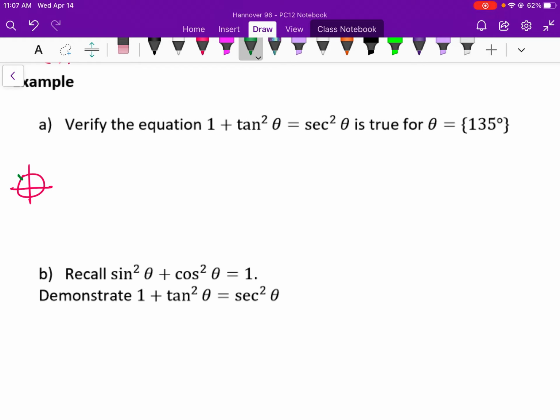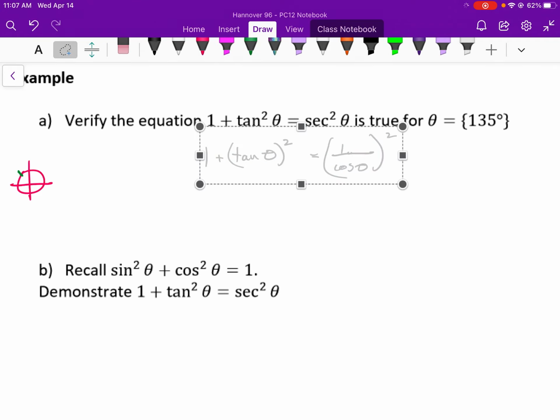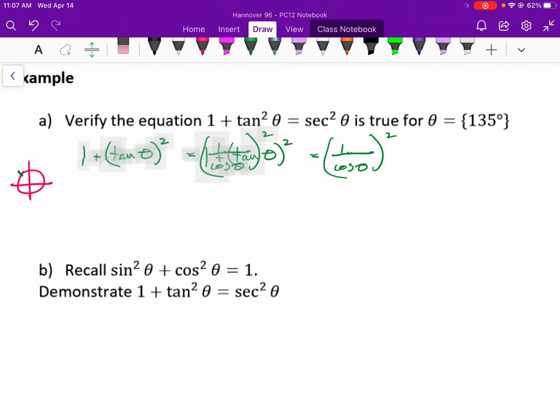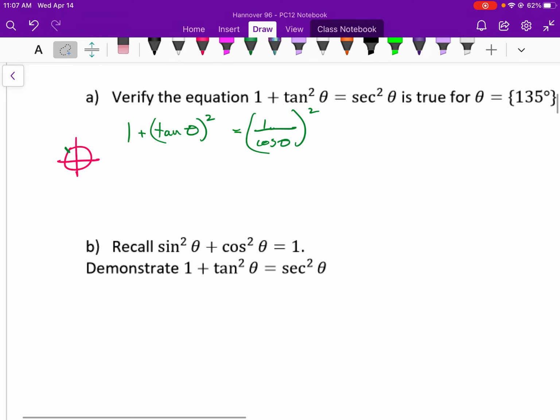So 1 plus tangent theta squared. I'm going to write it as tangent theta squared. I'm squaring my ratio. Is equal to secant squared theta. Now secant is simply 1 over cosine theta squared. It's really incredibly important that you understand that I'm squaring the ratio, I'm not squaring the angle. There we are, we're back in action.